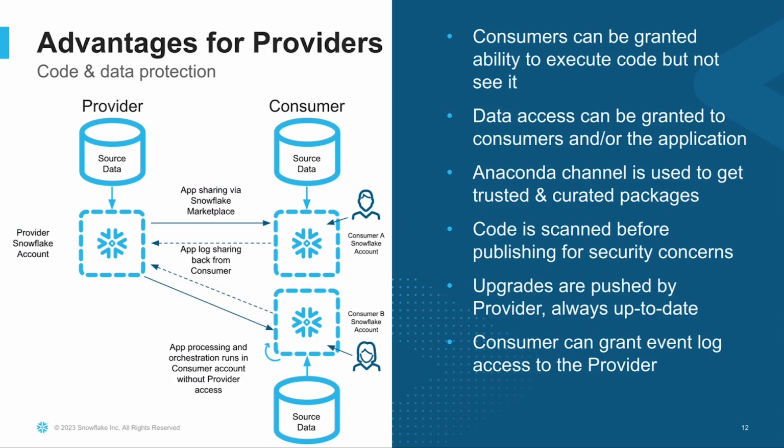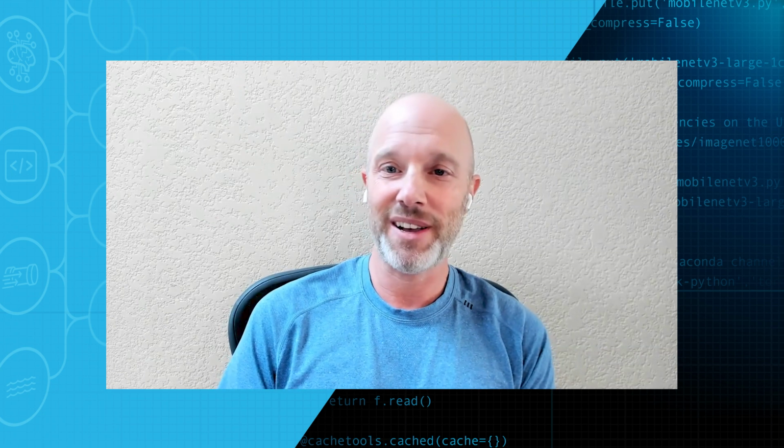For data, it's also well secured. Data access can be granted to the consumer and or the application. So if the application needs access to other data inside the consumer account, the consumer's application administrator is granting that. So it's very obvious what data it can access. We use Anaconda. I think it's great because this is a list of trusted Python packages and curated packages that are all kept up to date and patched. And this is just a trusted list that you can tap into to know that you're building a secure application. And it'll be continuously patched for you.